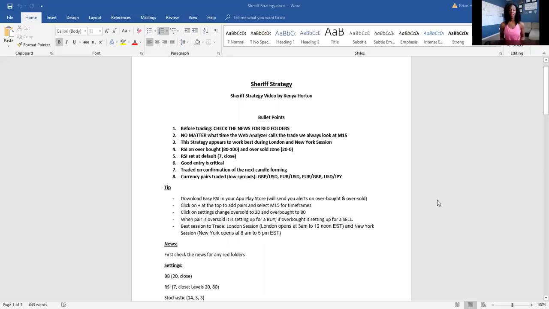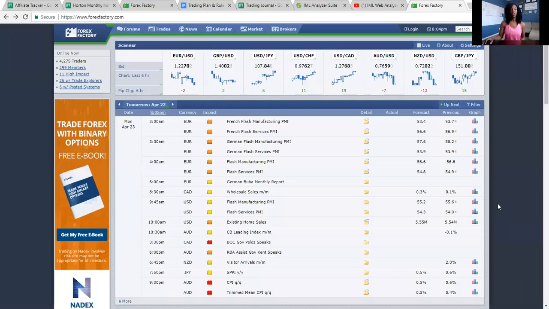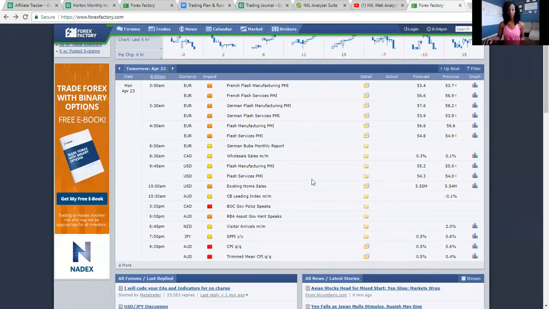So for the Sharif strategy, what we focus on first is, before we even take a trade, we check the news for red folders. So I'm going to go to forexfactory.com, and I'm going to show you exactly what I'm talking about. And I want to make sure that you are comfortable with understanding forexfactory.com, okay? So every time before you take a trade, you want to go on forexfactory.com, and you want to look for high impact news. That's what we refer to as red folders, okay?